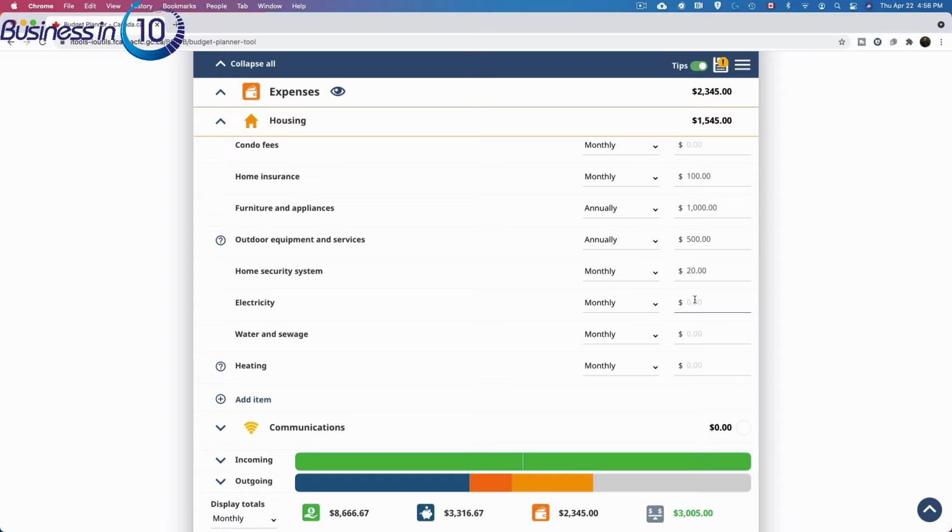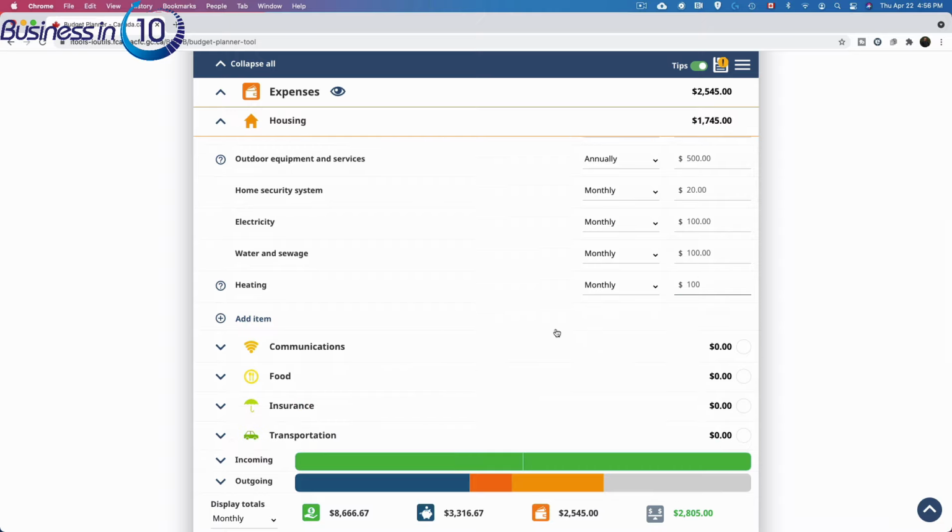Electricity, let's say $100 per month. Water and sewage, let's say $100 per month. And heating, let's say $100 per month. It depends on your situation. You put the applicable number. And again, if you have more housing expenses, you can add another item right here, name it, and put the number in.